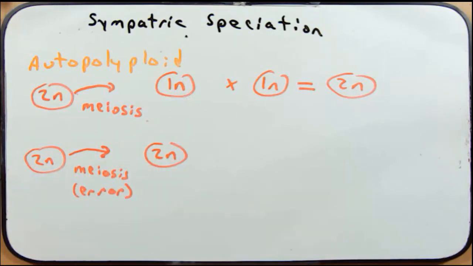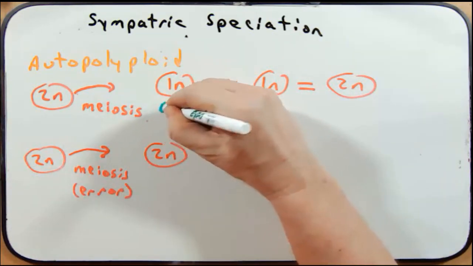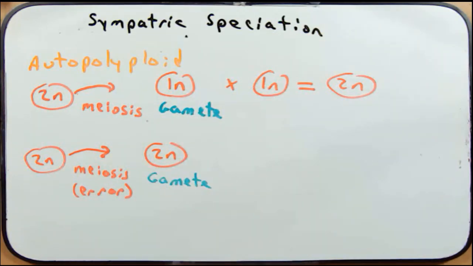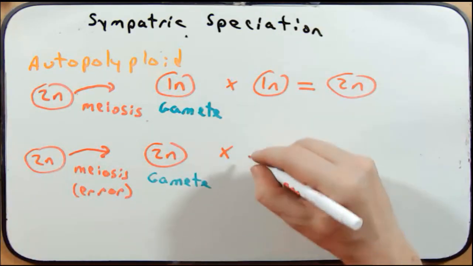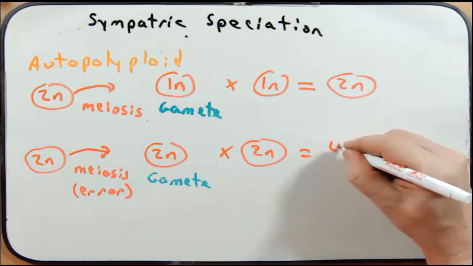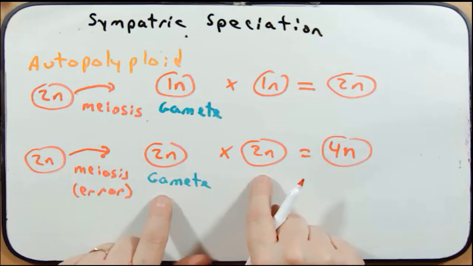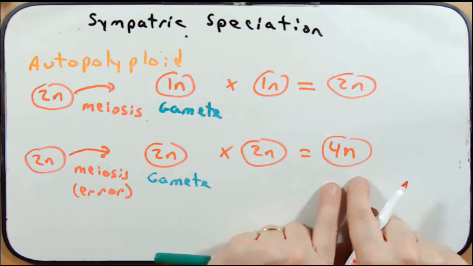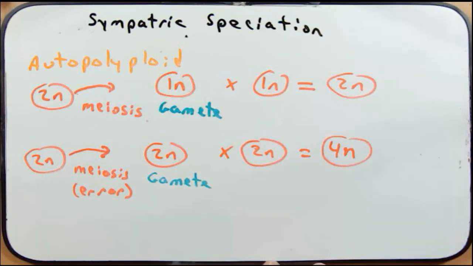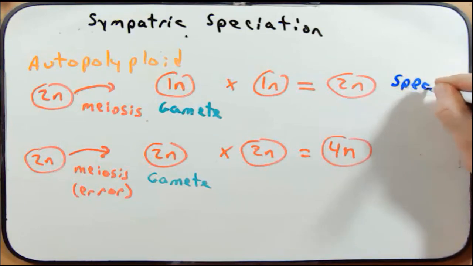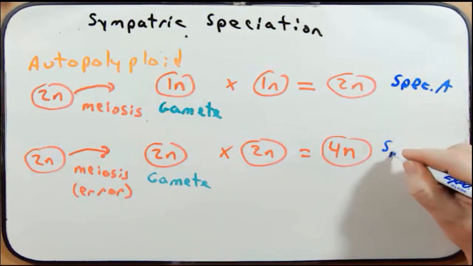In fact, just so we can remember what's going on, let's write under this gamete. These are gametes that are forming. Now, when this gamete comes in contact with another 2N gamete, this is going to result in a 4N progeny. 2 diploid gametes will give you a 4 chromosomal copy number progeny, which we would call a tetraploid. So as a result of this, we have 2 species. We'll call this one species A, and we'll call this one species B.